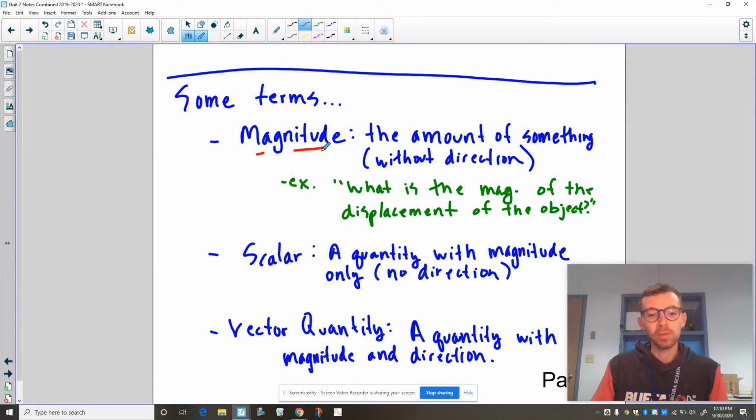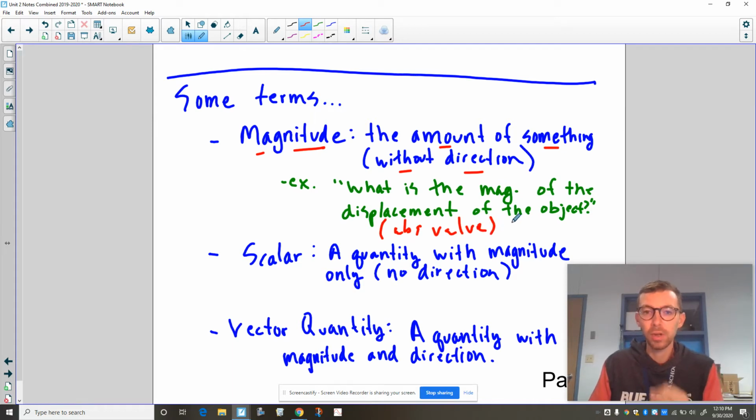So we're going to have values such as displacement and velocity that have a direction. So just like you might say, I moved 5 meters west. Well, the magnitude is just that 5 meters. It's just the amount. It excludes the direction. So when they say, what is the magnitude of the displacement of the object? They're asking you, what is the absolute value? Okay. So it's just like absolute value.